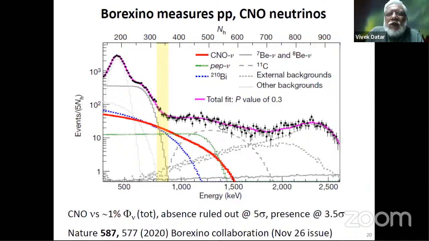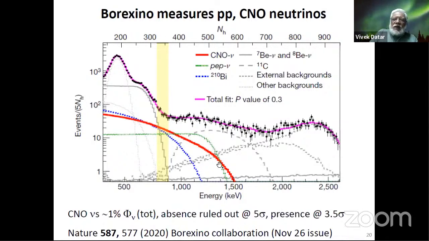They have estimated all these backgrounds, and the conclusion of the paper is that the CNO neutrinos' absence, note the careful use of words, is ruled out at the five sigma level. Five sigma is a kind of gold standard in particle physics. The Higgs boson, for instance, was seen at this level if you combine the two experiments. So its absence is ruled out at the five sigma level. But of course, the presence is only at 3.5 sigma because of all these background issues.